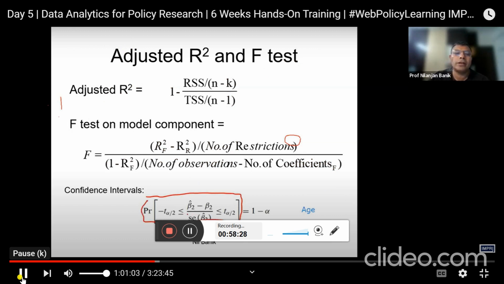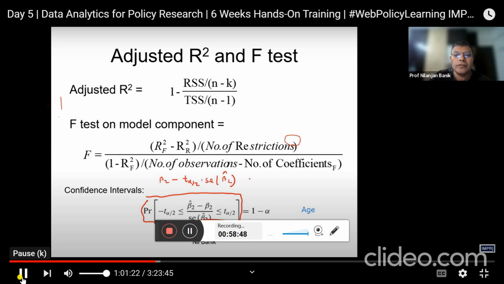So basically, if I rewrite this formula, it is going to be beta minus t alpha by 2, which is the t value at the 5% level, times the standard error of beta.